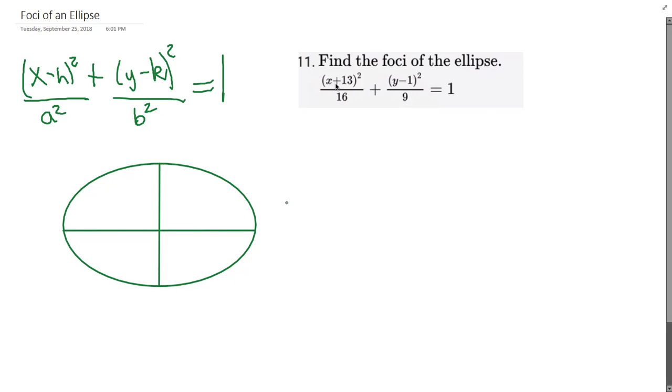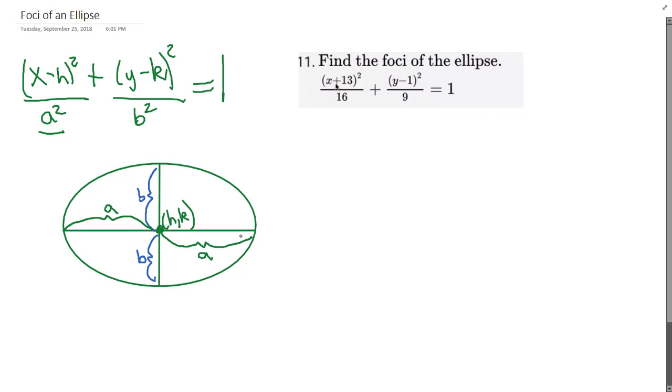There we go. The foci are exactly the same distance apart from the center, which we already know is h comma k. And here's the really cool thing. If you put this into standard form so that this says 1, then this a is this distance right here. That's a, which means this is also a. So the distance across the horizontal axis is 2a. And the distance across the minor axis is 2b.